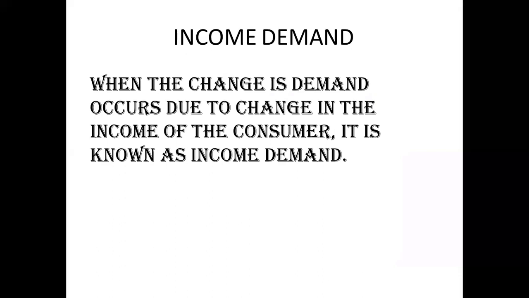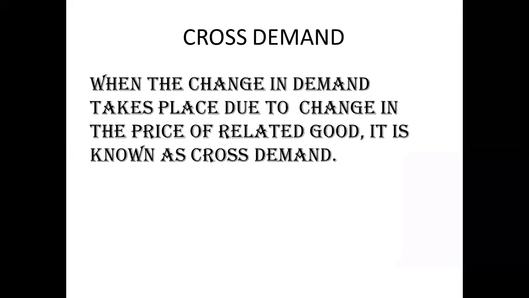So this is how when the income change brings about the change in the demand, this is known as income demand. Next, the last one is cross demand, when the change in demand takes place due to the change in the price of the other good. When the demand for one commodity is affected by the change in the price of its related good, this is known as cross demand. By the name, cross means the change in one brings about the impact on the other. When the change in demand takes place due to change in the price of a related good, it is known as cross demand.